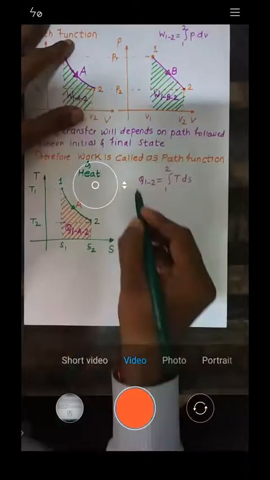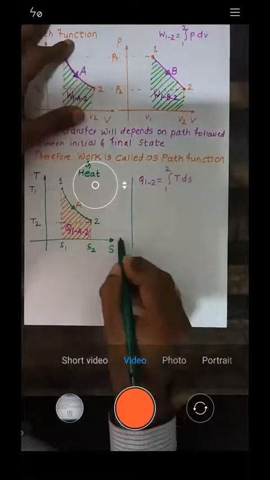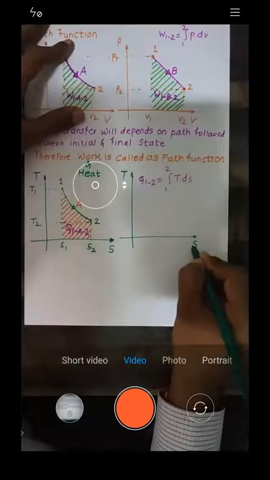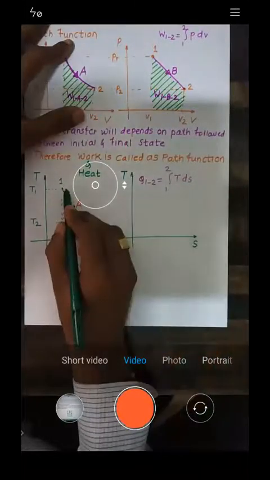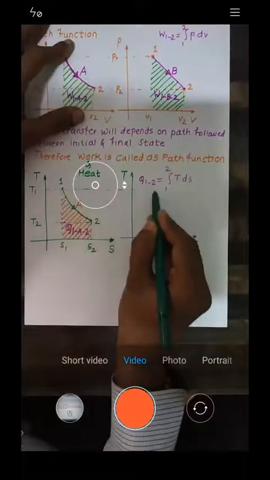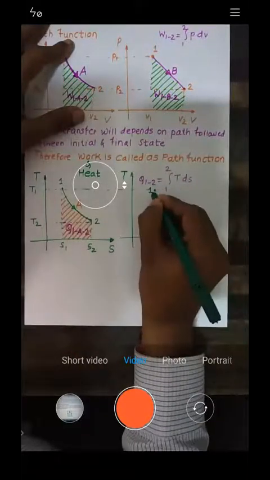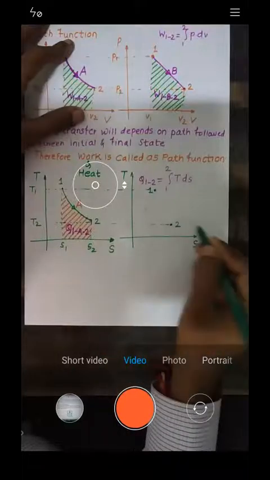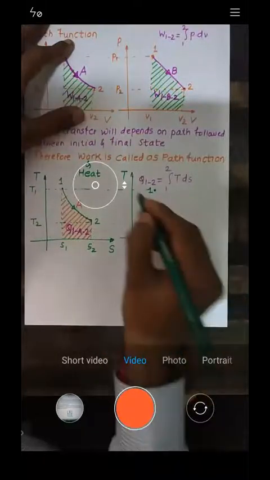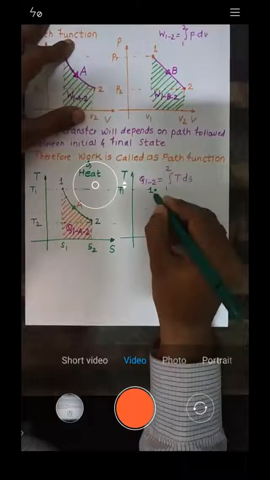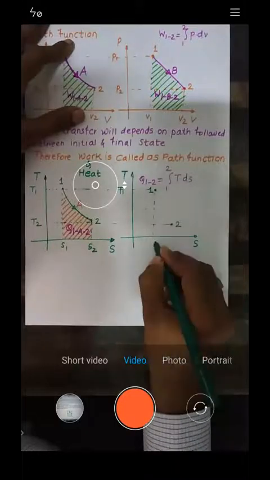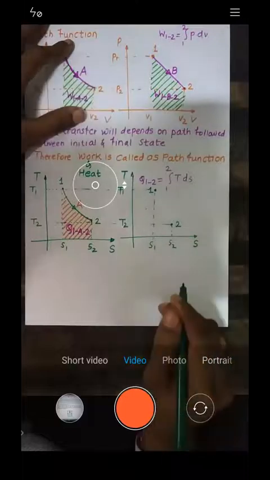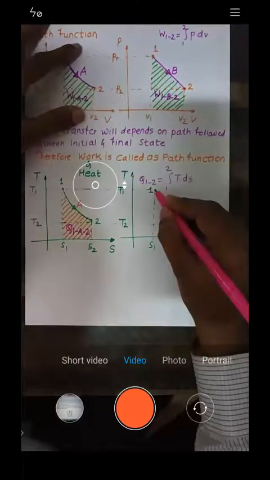Okay, so let me plot the same process again on a TS scale. This is T, this is S. Let me write it down. I will just copy the same. Let this be point number 1 and let this be point number 2, where the temperature is T1 and the entropy is S1. Here the temperature is T2 and the entropy is S2. Right? Now let's move from 1 to 2 like this.